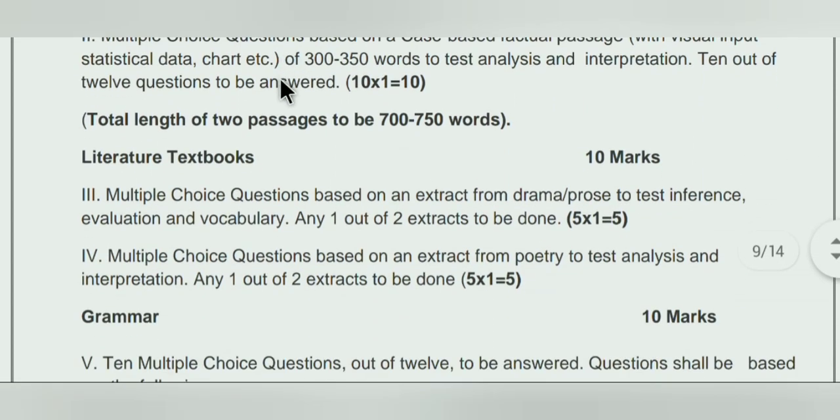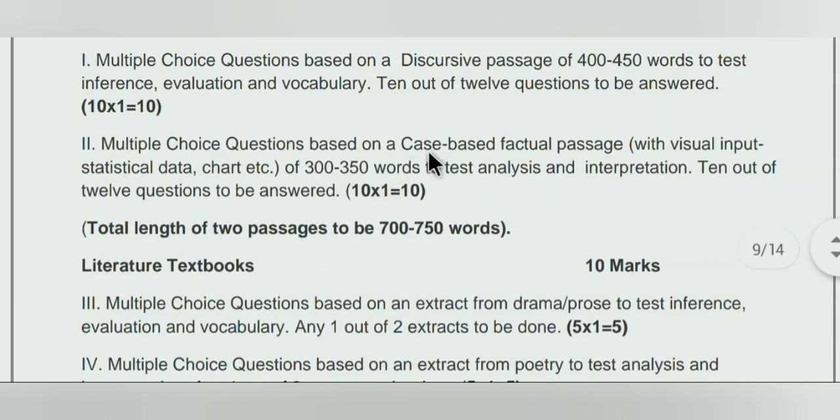Then the next question is also a passage based question, but this time the passage will be a case based factual passage, which will be altogether again for 10 marks. You will have 12 questions and you have to answer any 10 questions, which will be for 1 mark each.